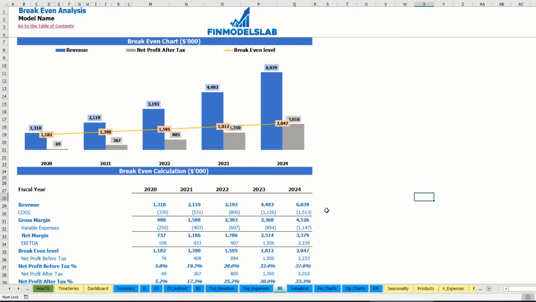On the break-even tab you may find the calculation of revenue break-even level and break-even chart. For this particular use case, you may find that your revenue break-even level is less than actual revenue calculation. This means that the company is profitable.